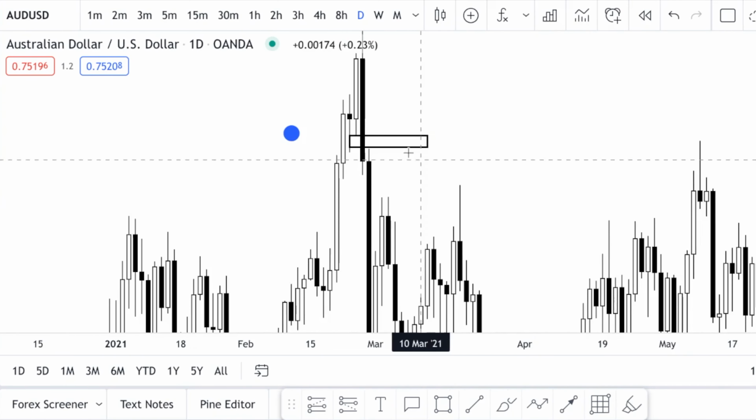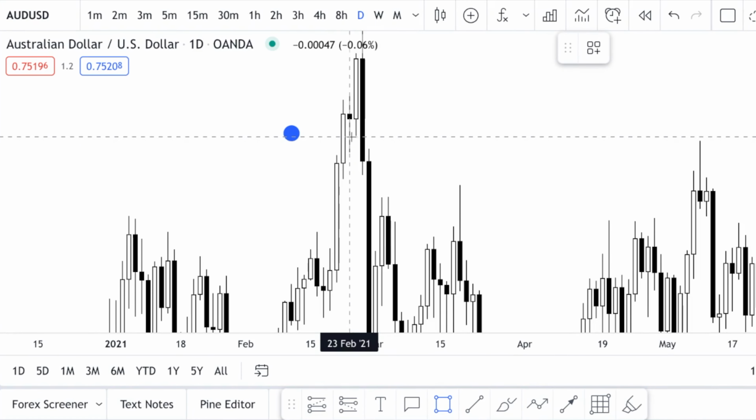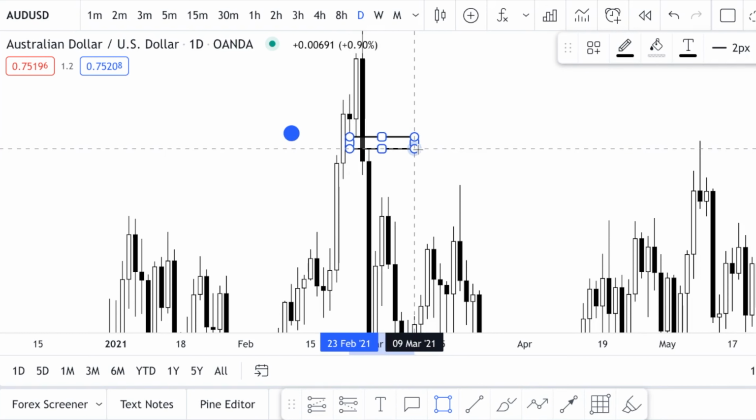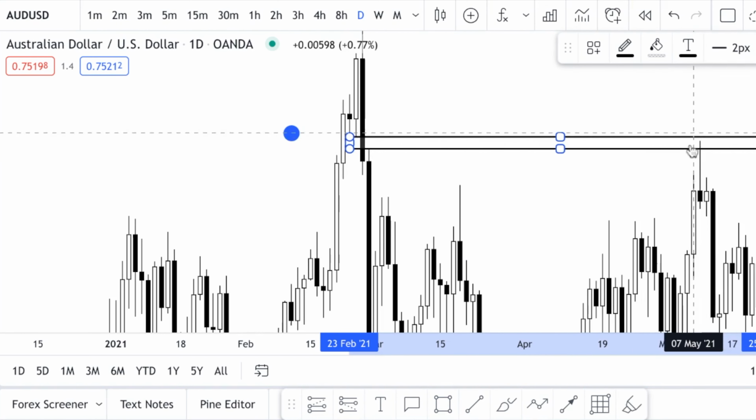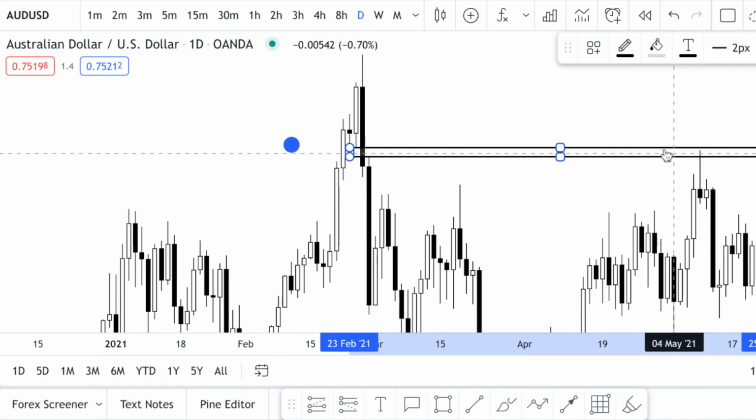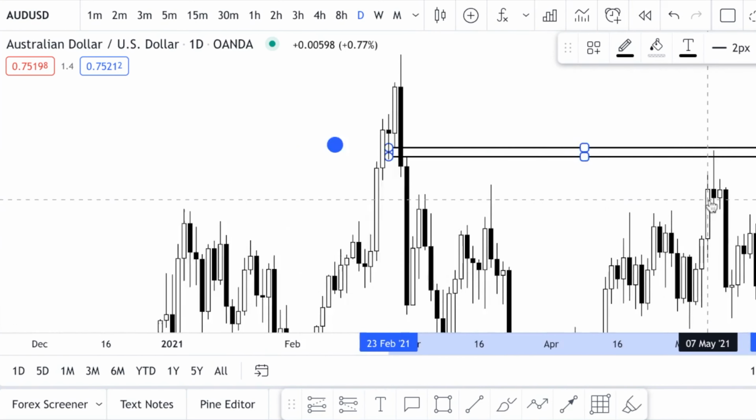Okay, so there's a gap. Let me draw that again between this wick and this wick. That's imbalance. Now, if you drag it to the right, look how perfectly we come back and mitigate it. Right? We come back and mitigate it.